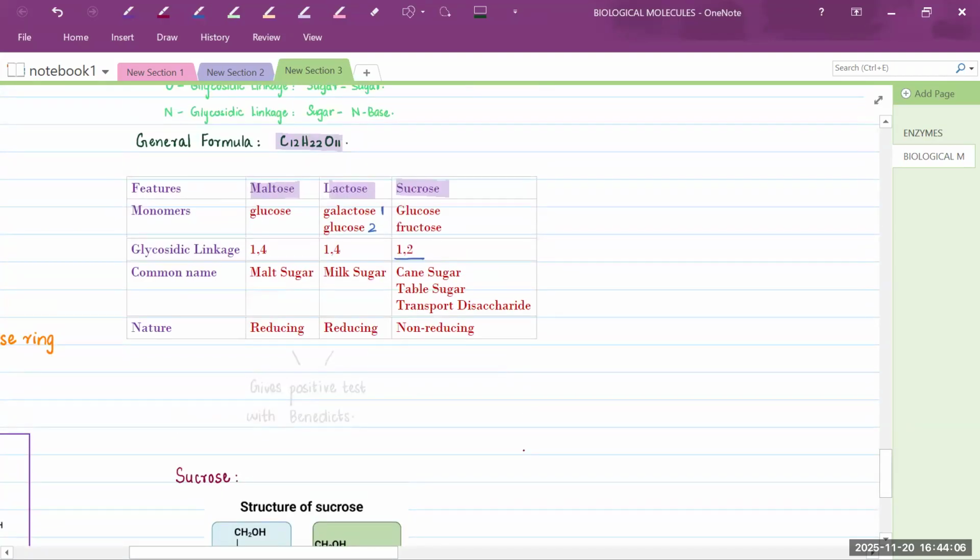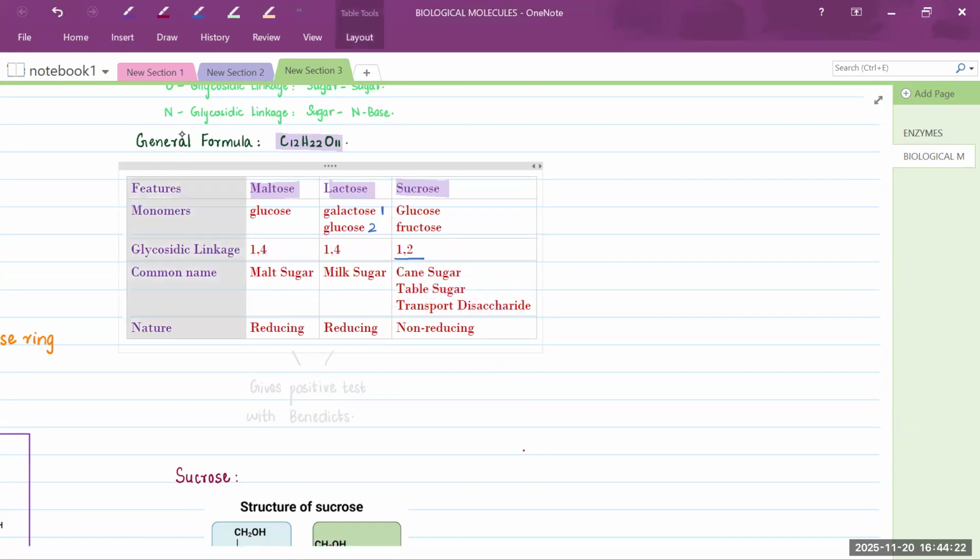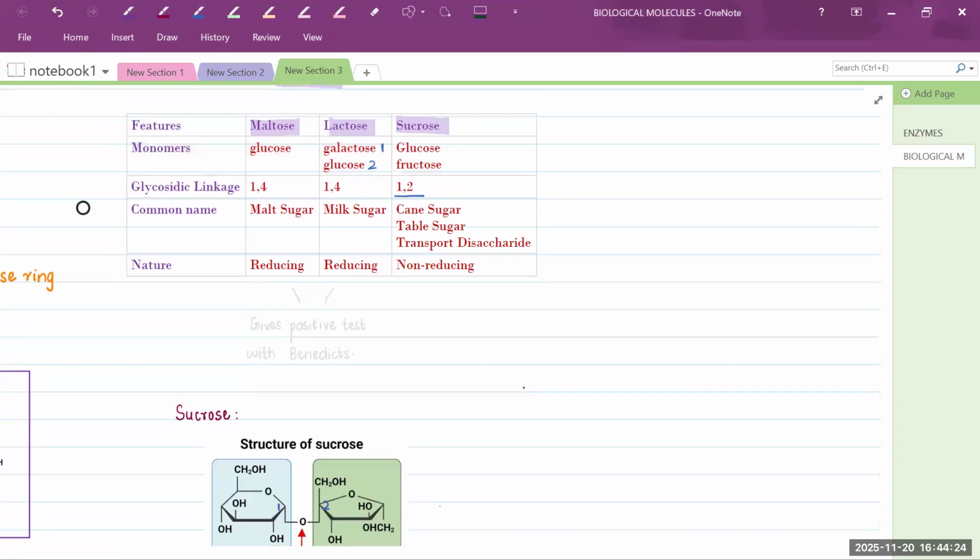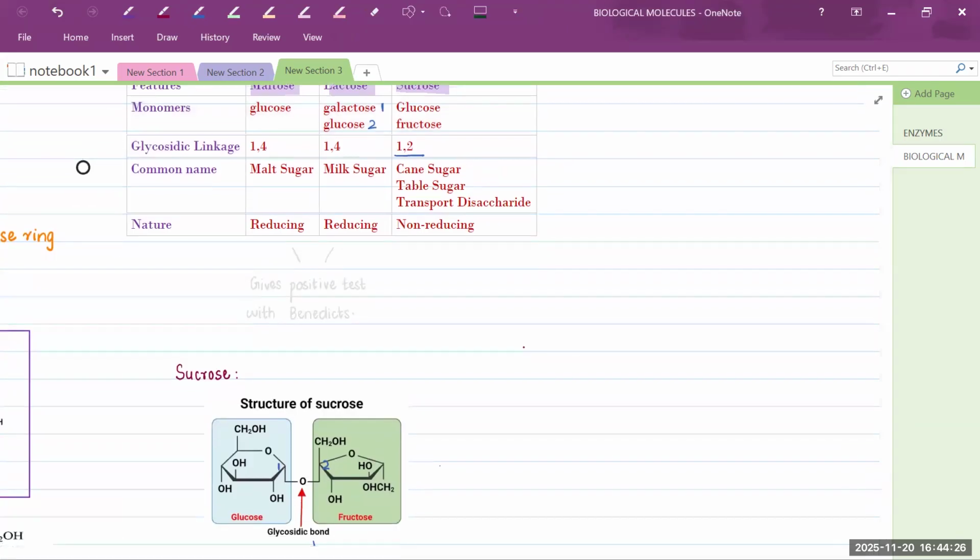The common name for maltose is malt sugar. For lactose, it is milk sugar. For sucrose, it is cane sugar or table sugar, or even a transport disaccharide. As we see, it is used in translocation in plants. That's why it is known as a transport disaccharide.